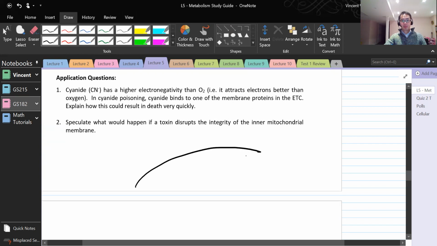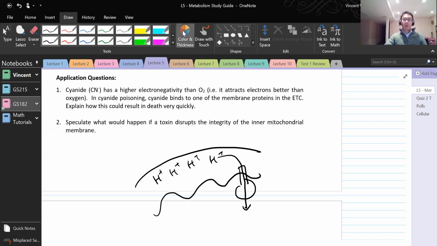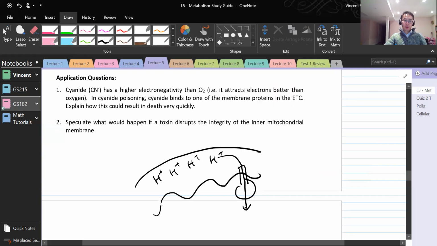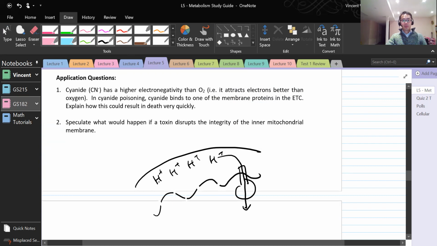Okay, so similar concept here for number two, right? So you have a lot of H plus up here in the intermembrane space, and they will go through the ATPase to produce ATP. However, if you have a bunch of holes in your inner membrane, all of a sudden the H plus will be able to leak back in. They don't have to go through the ATPase, right? So you are reducing the amount of H plus that's going through the turbine, that's going through the ATPase. That will reduce your ATP production.